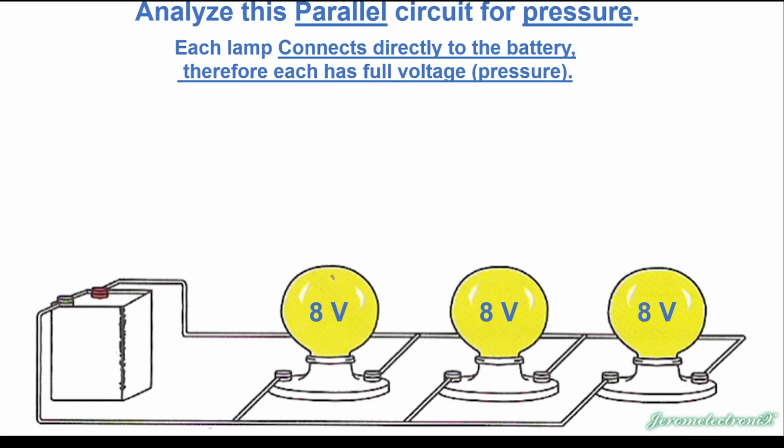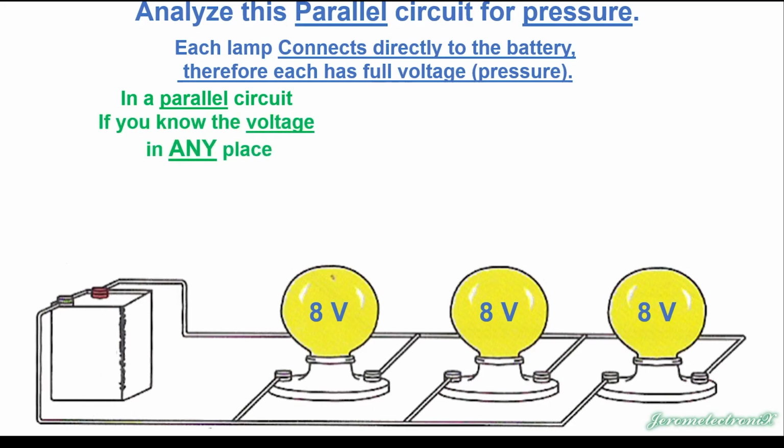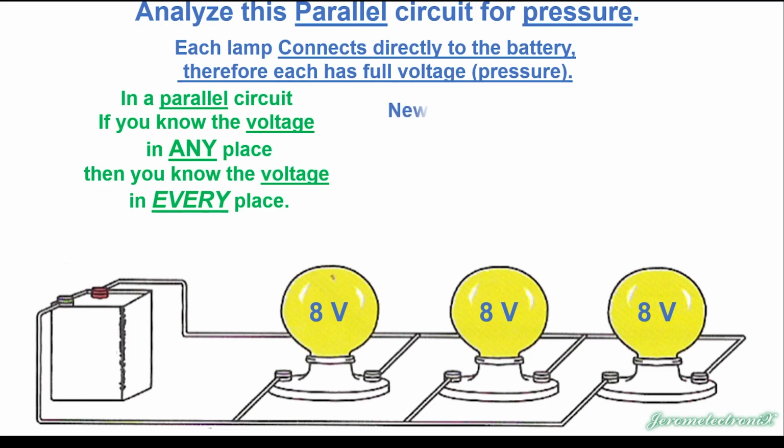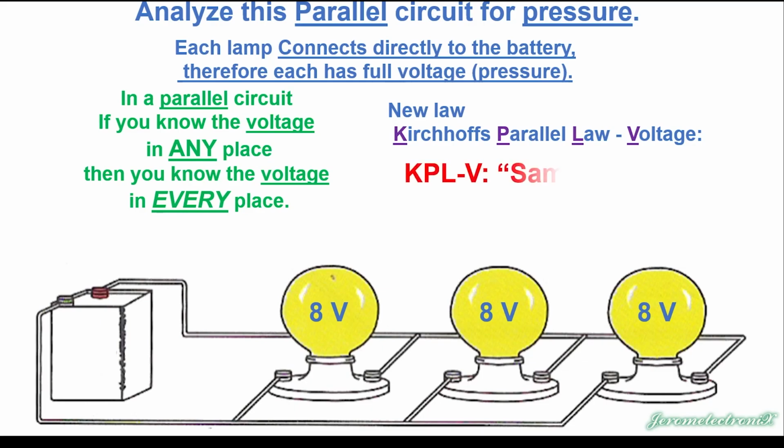So if they connect directly to the battery, and they all have 8 volts. If you know the voltage in any place, you know the voltage in every place in a pure parallel circuit. Now, that sounds the same as what we talked about before, but in series circuits, if you know the amperage in one place, you know the amperage in every place. This time it's about voltage. If you know the voltage in any place, you know the voltage in every place.